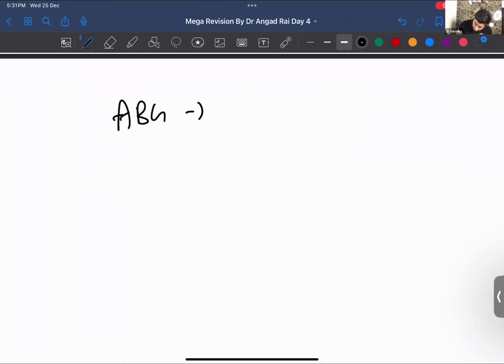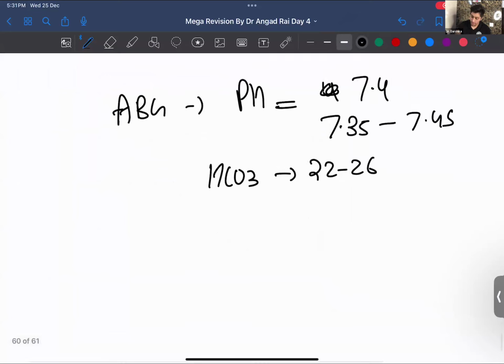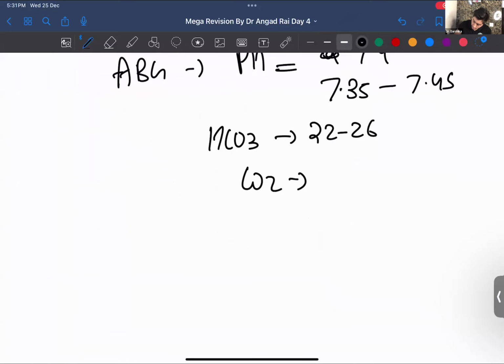In ABG, normal pH is 7.4. You can remember the range 7.35 to 7.45. Bicarbonate value is going to be 22 to 26. Carbon dioxide is 35 to 45.